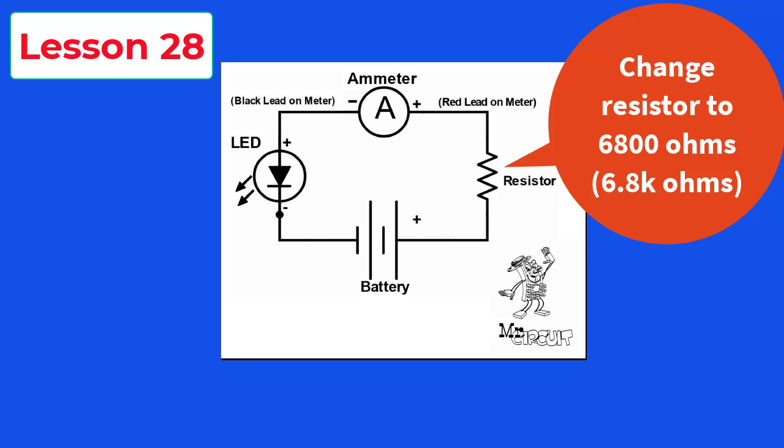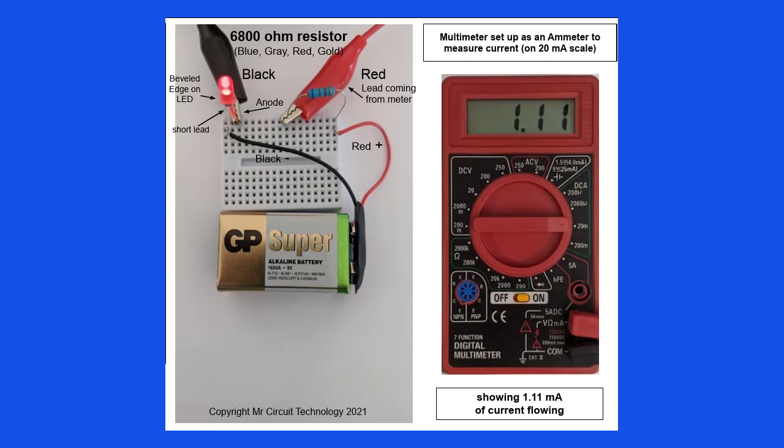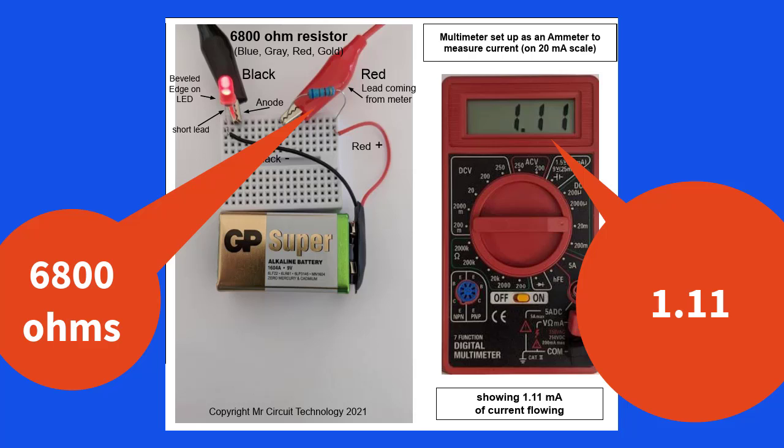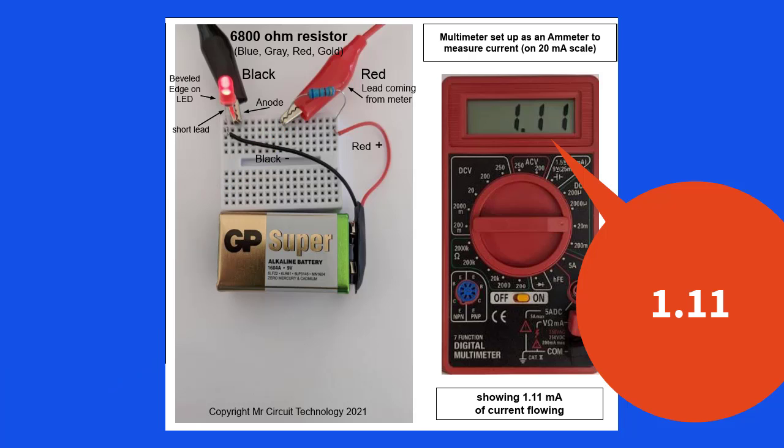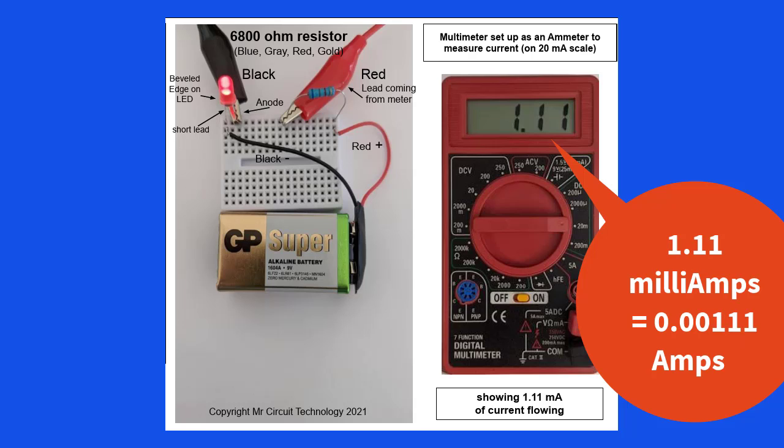In lesson 28, we changed the value of the resistor to 6800 ohms or 6.8K ohms. Following the same procedure, we measure the current. What numbers does our meter show in this example? It shows 1.11. What does that mean? Well, again, since we are on the 20M scale, it means that we have 1.11 milliamps flowing in the circuit. How many amps is that? 0.00111 amps.